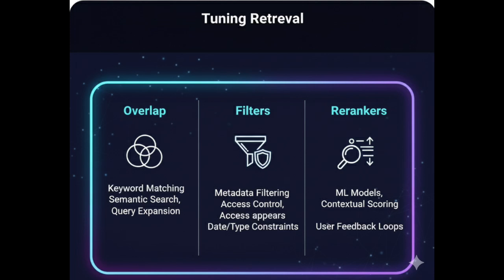Tuning retrieval, overlap, filters, re-rankers. Let's talk about the moment when RAG looks correct but still gives bad answers. This is where AWS separates people who build demos from people who ship production systems. If you understand this, you stop blaming the model forever.